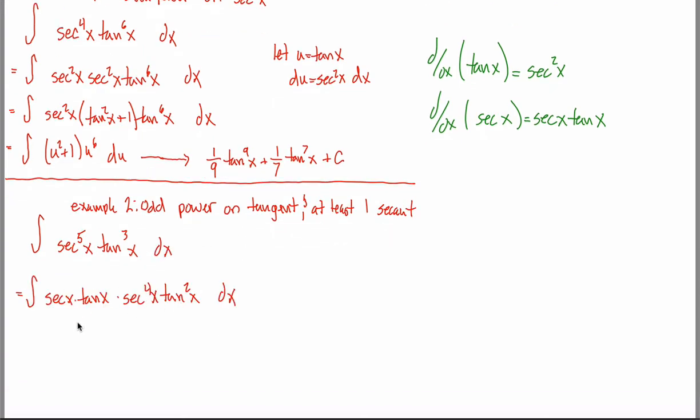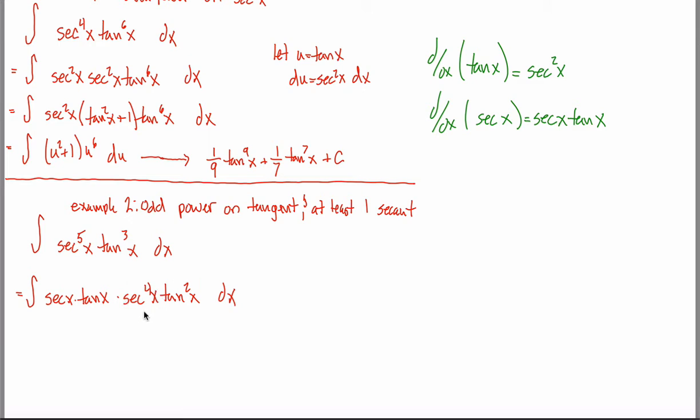You can kind of see that here. Here's the secant and the tangent, and if I started out with 5 of these secants and peeled one off, I have 4 left. If I started out with 3 tangents and peeled one off, I have 2 left. Now you see why we needed at least one secant, because I needed a secant times a tangent here, and if I didn't have any secants, I wouldn't be able to come up with that. But as long as I have at least one secant and the power on my tangent is odd, then I can peel off a tangent and I'll be left with an even number of tangents.